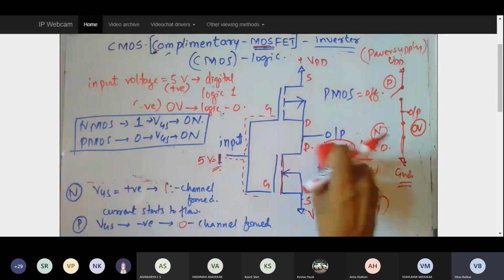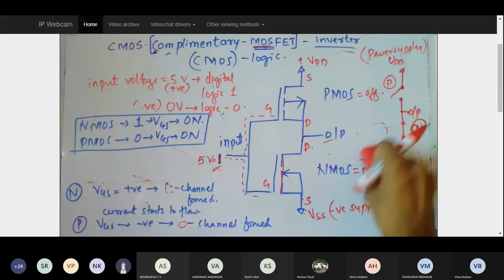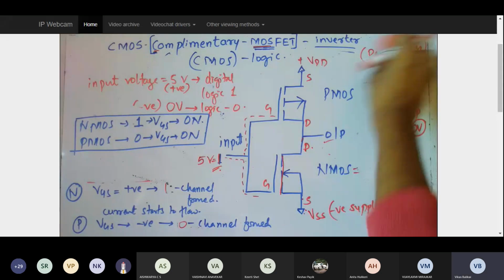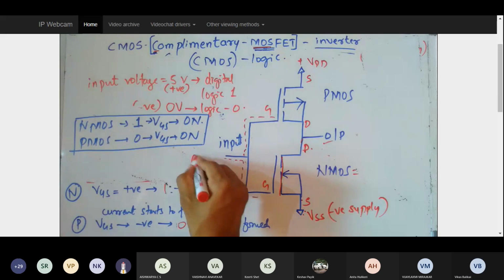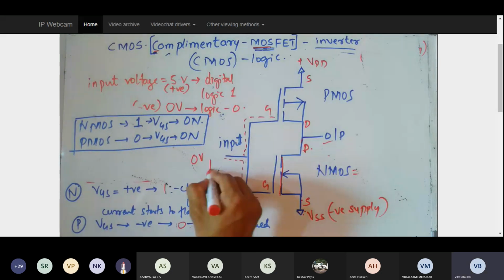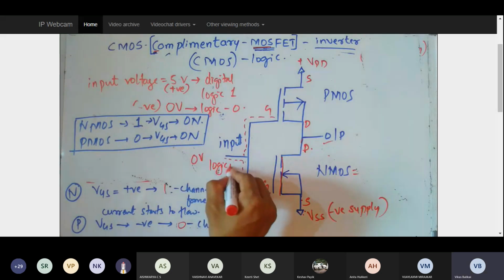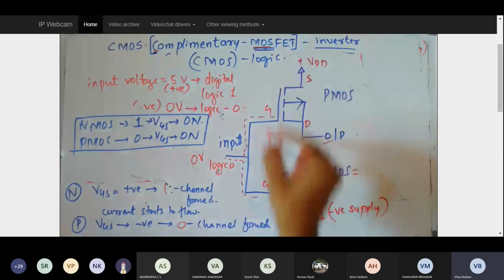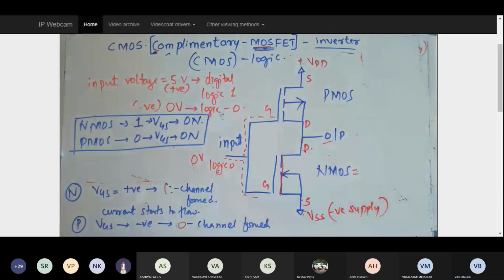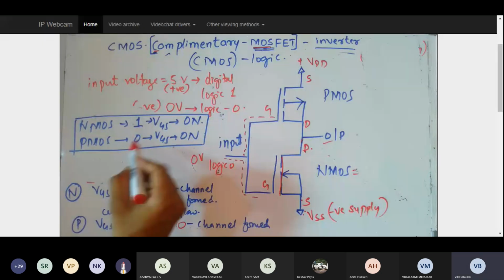If I try to do the reverse, let's try to understand what is going to happen. If I give input as 0 volts or logic 0, and that logic 0 is going to both the MOSFETs, PMOS and NMOS, to the gate terminal, so now tell me which is going to be turned on. Look here, which MOSFET turns on?